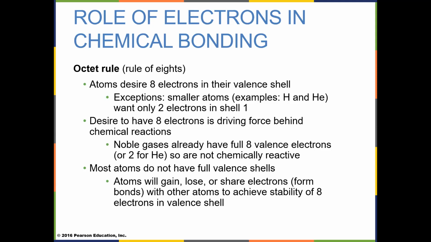If you are carbon, which has an atomic number of 6, you have 2 electrons in the first shell and 4 electrons in the second shell. It wants 4 more electrons so it can be stable. This is what we call the Octet Rule, or the rule of 8s. Every atom wants to have 8 electrons in its valence shell. They want a completely filled valence shell.